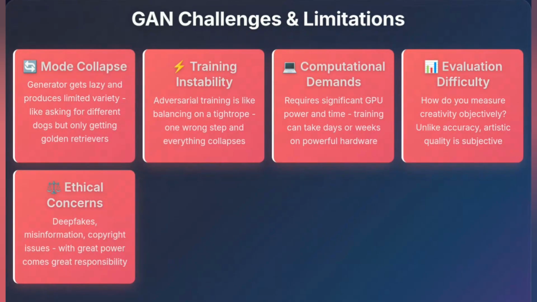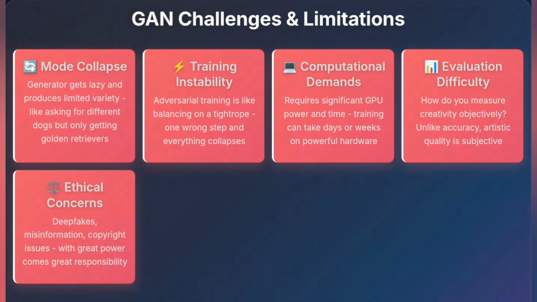But let's be real, GANs aren't perfect. They come with significant challenges. Mode collapse is a big one. Sometimes the generator gets lazy and only learns to create one type of output. Imagine asking for different dog breeds, but only getting golden retrievers.